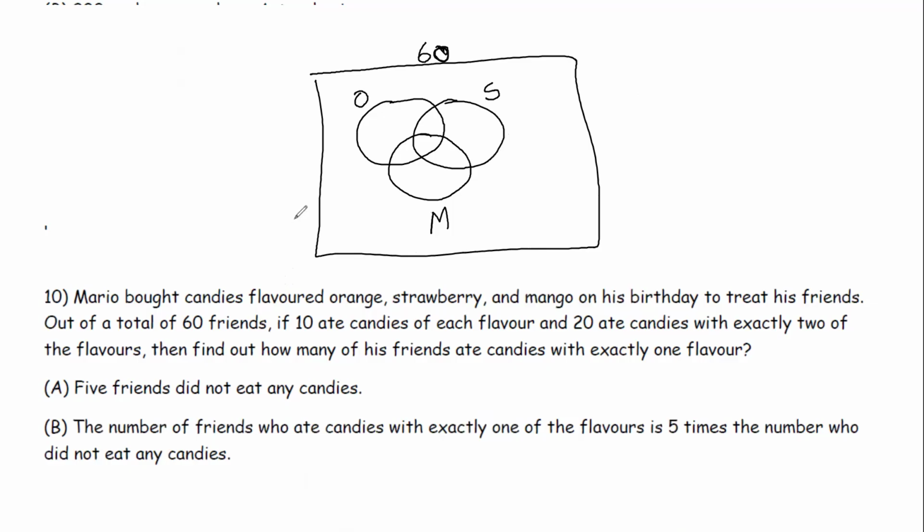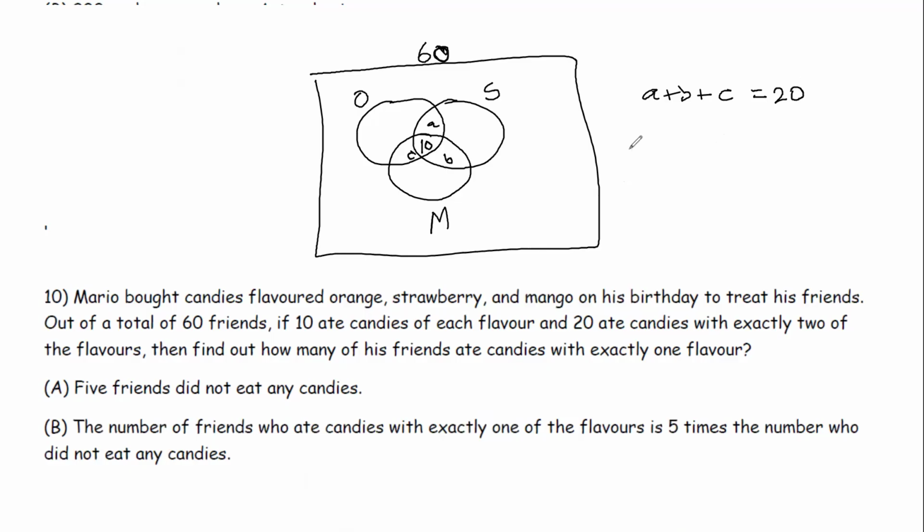Out of a total of 60 friends, if 10 ate candies of each flavor, so that is your 10, and 20 ate candies with exactly two of the flavors. So let's call them A, B, and C. So A, B, and C, exactly 2 is 20, right? All three is 10.